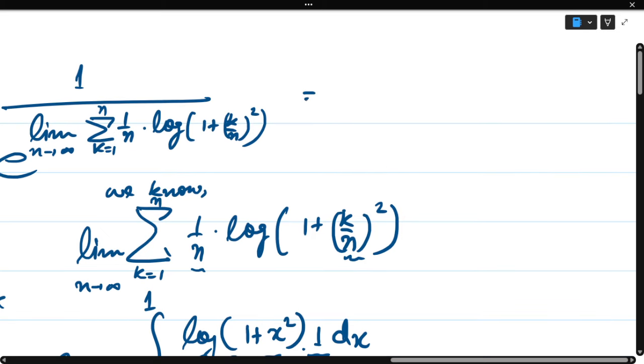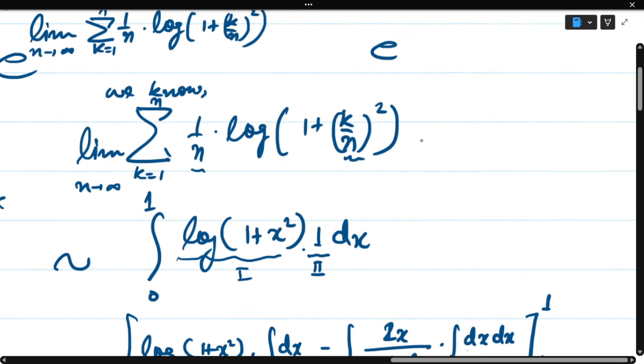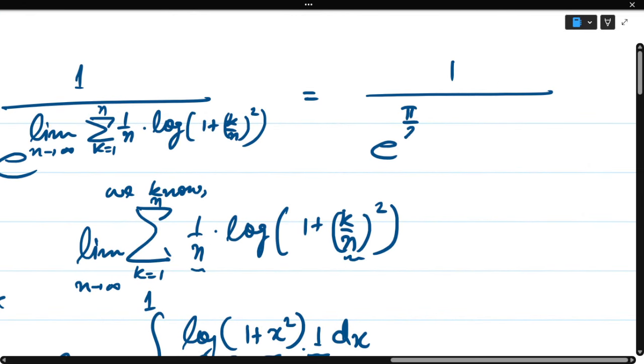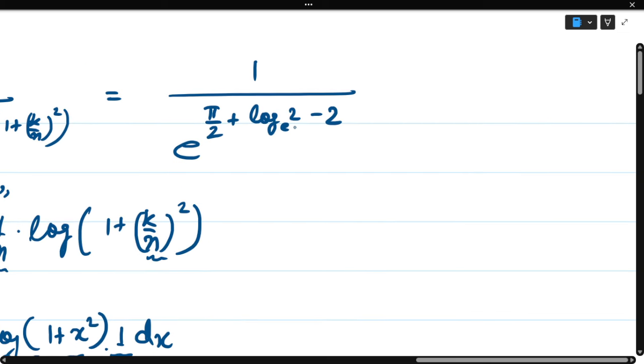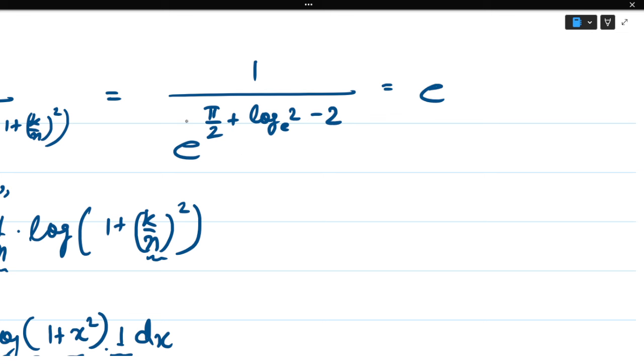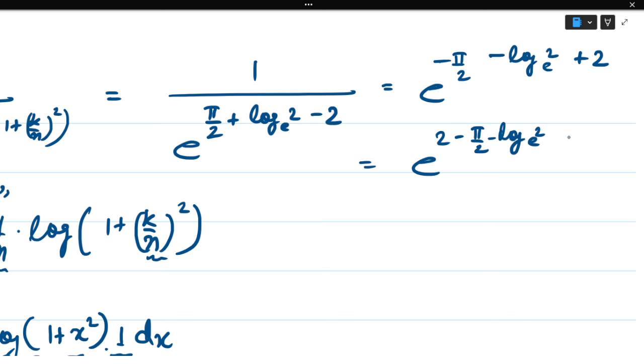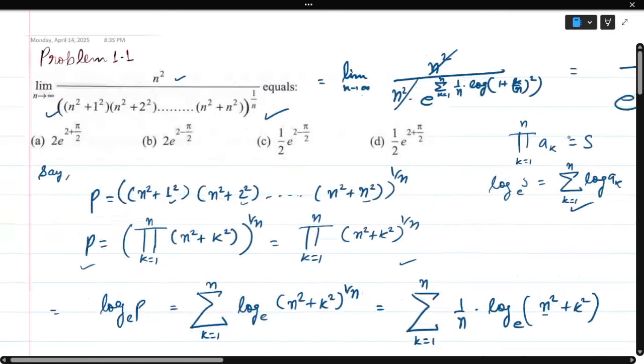So therefore the original limit will be 1 upon e to the power pi by 2 plus log 2 to the base e minus 2. Now if we know the exponent rule, we can transfer this denominator exponential term over to the numerator, so the entire power just has a negative sign inserted. So if we insert the negative sign in the power, we get negative pi by 2, negative log 2 to the base e, and plus 2. So therefore our answer will be e to the power 2 minus pi by 2 minus log 2 to the base e. So let's see which option matches.